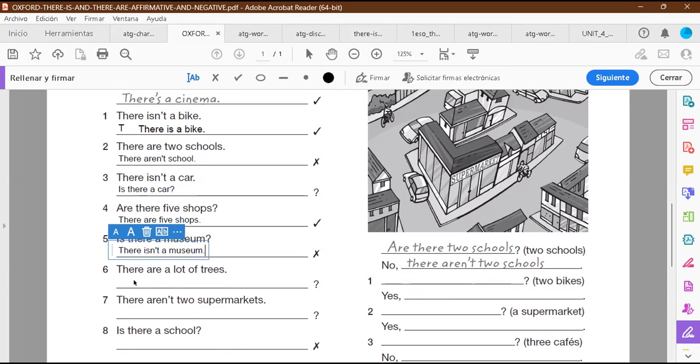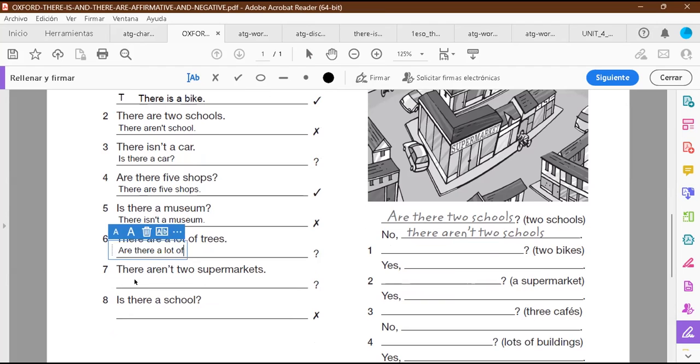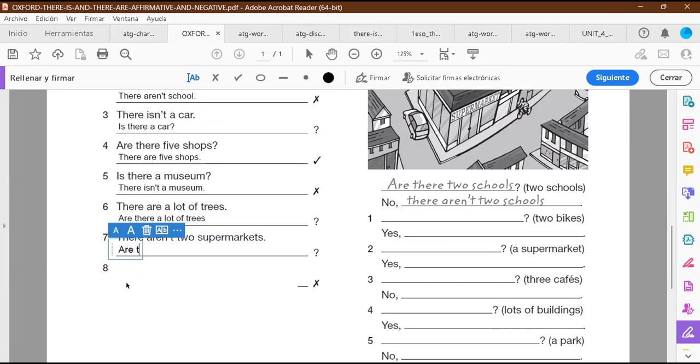There are a lot of trees. Question. So you have to convert that. Are there a lot of trees? Okay. There aren't two supermarkets. Question. Are there two supermarkets? Okay. Are there two supermarkets?